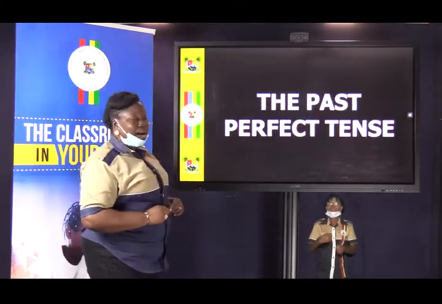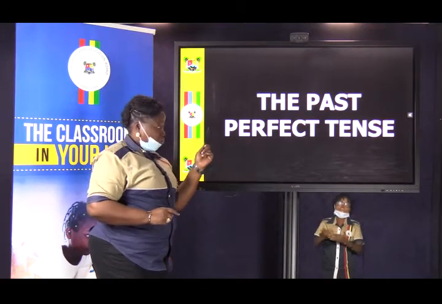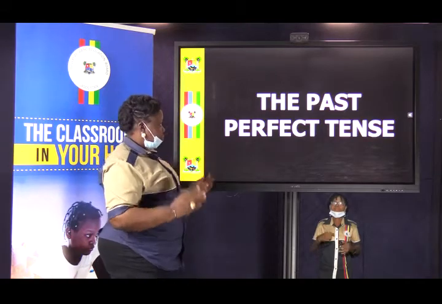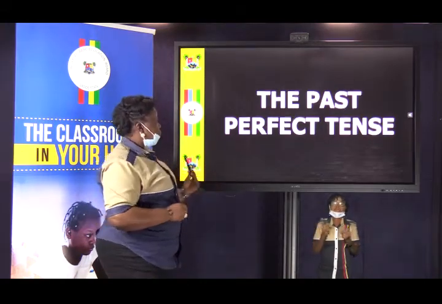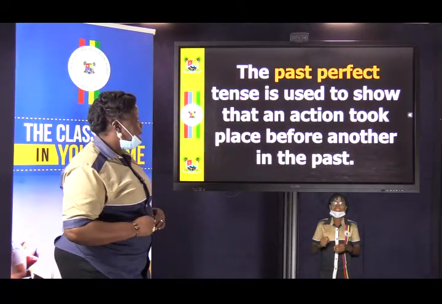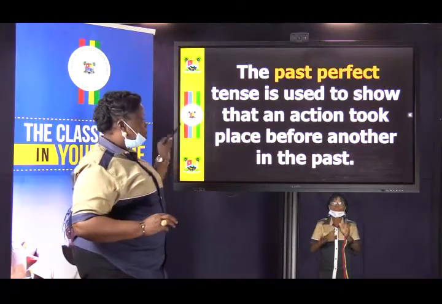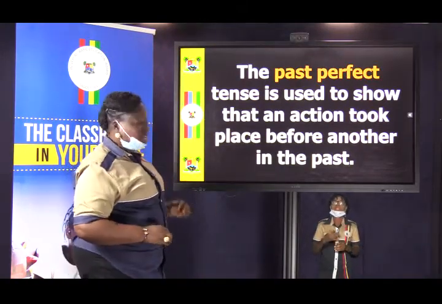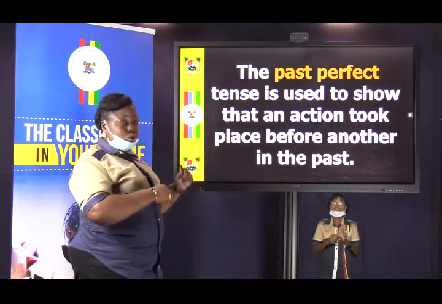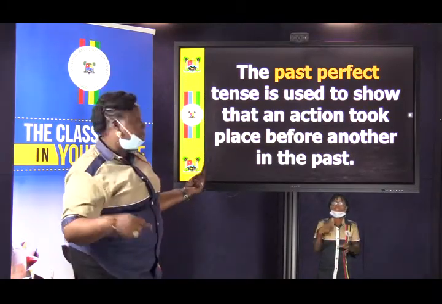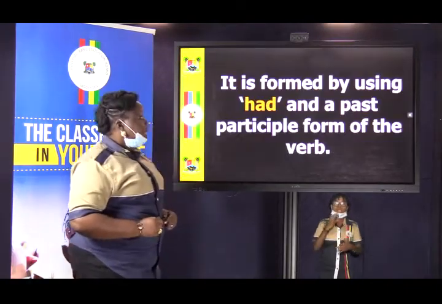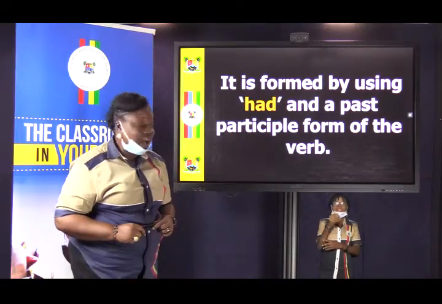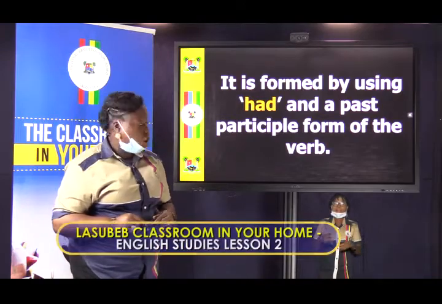Now, we're starting with the past perfect tense. That one we saw in the assignment given to us. The past perfect tense is used to show that an action took place before another one in the past. It is formed by using HAD and a past participle form of the verb.